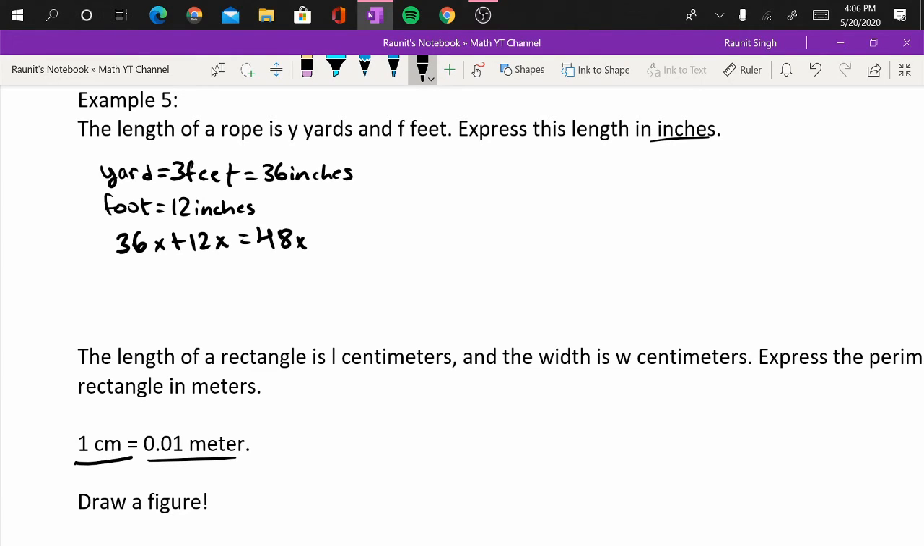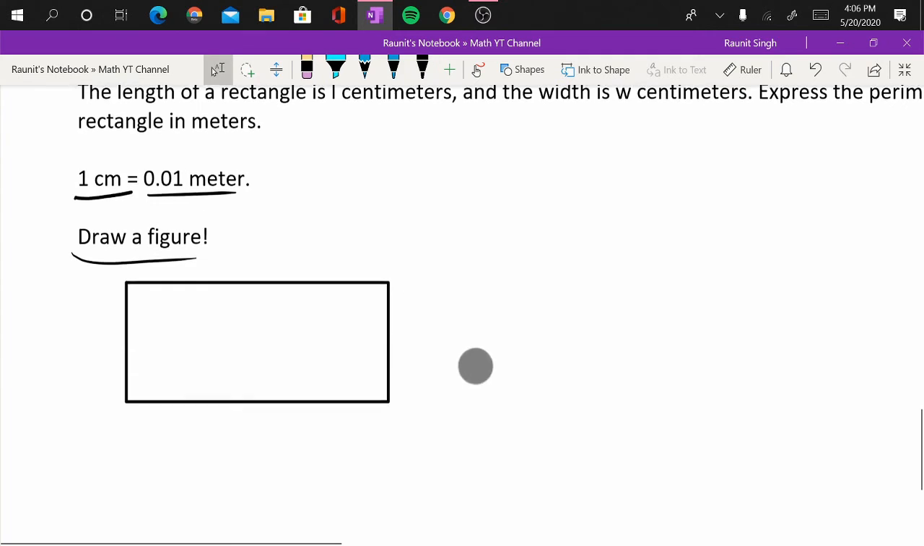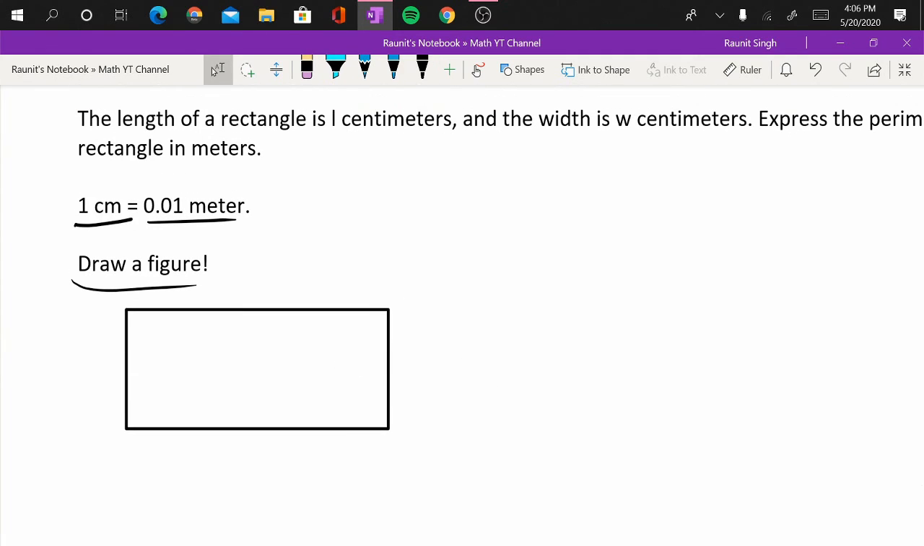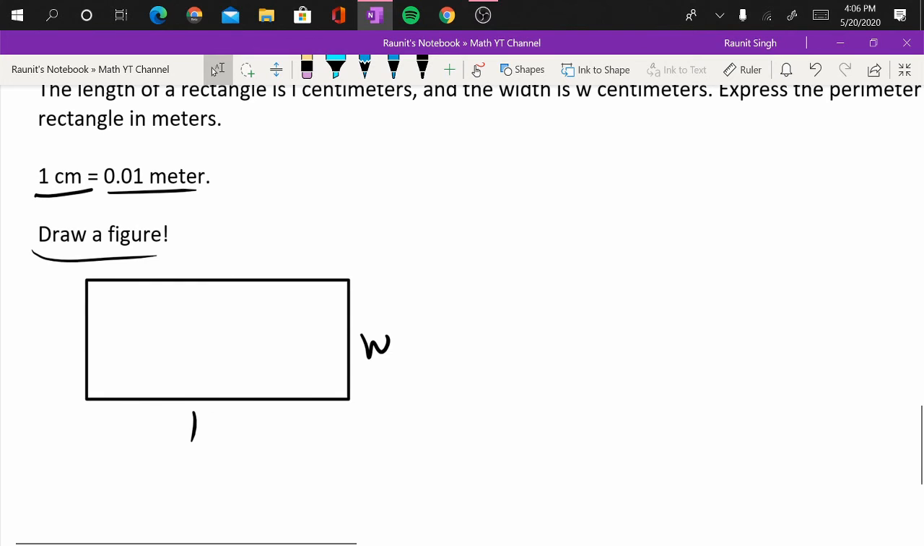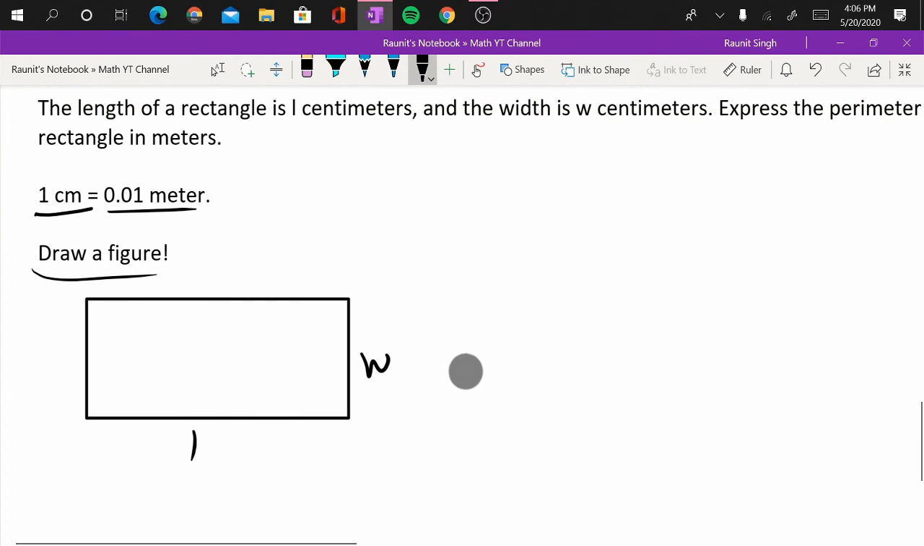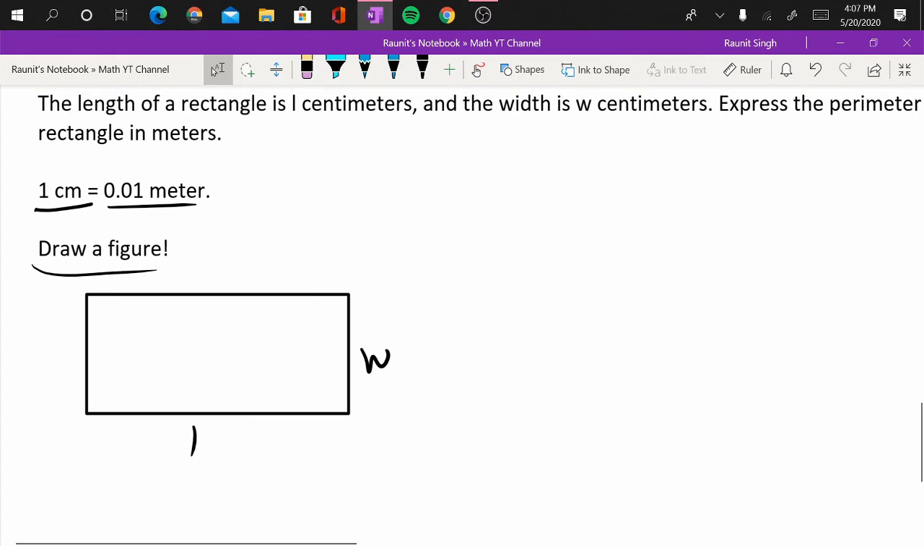So you really don't need to draw a figure, but if you really want to, you could. So I made a rectangle, and this is L, this is width. L centimeters would be, since it is equal to 0.01 meter, which is also equal to 1 over 100.